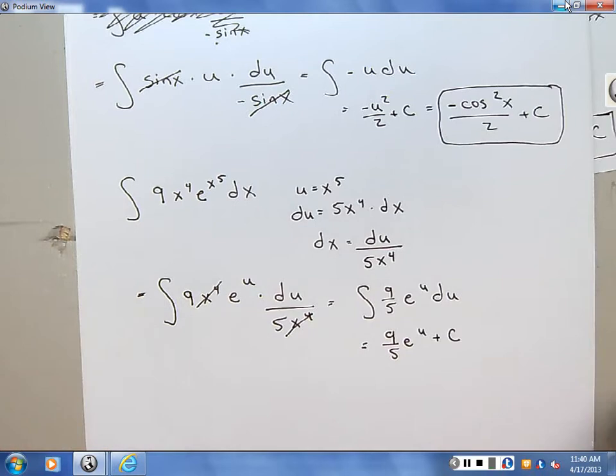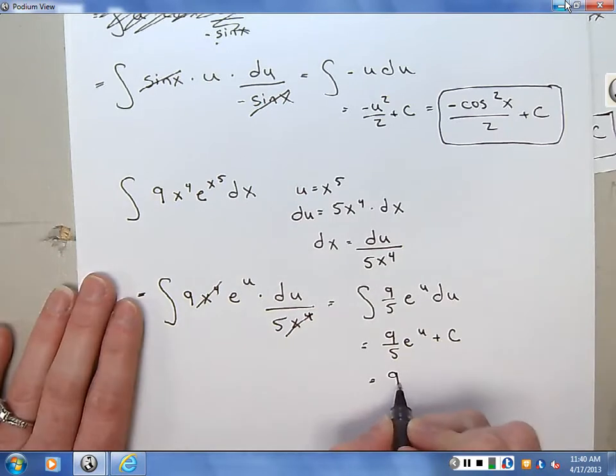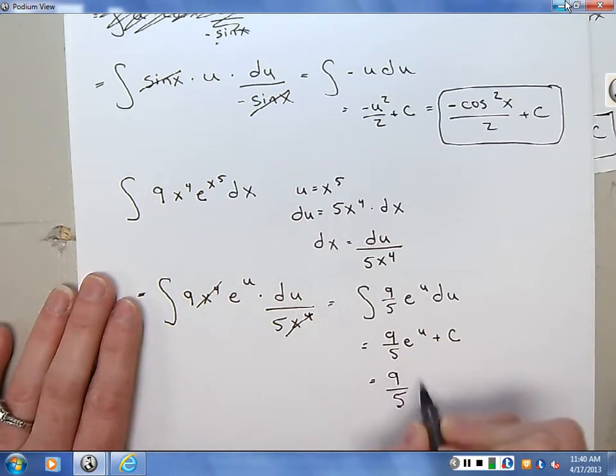It's 9 over 5 e to the u, because the derivative of 9 over 5 e to the u is 9 over 5 e to the u. So now I plug in what this is in terms of x. So I have 9 over 5 e to the x to the fifth plus c.